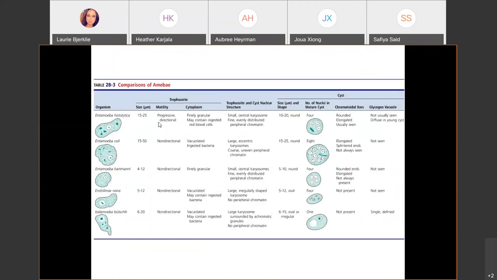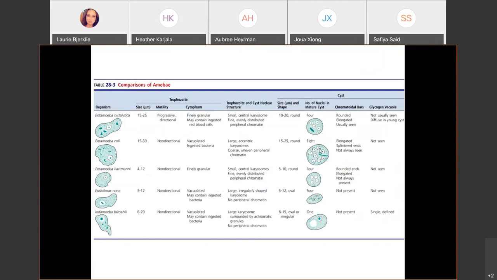Entamoeba histolytica is the only one that can really move extremely well in the trophozoite form. The rest of them don't really move or have great motility. Also, Entamoeba histolytica is the only one that can ingest red blood cells, which I had mentioned earlier. So that's here. None of the rest can. So it just kind of goes through those.